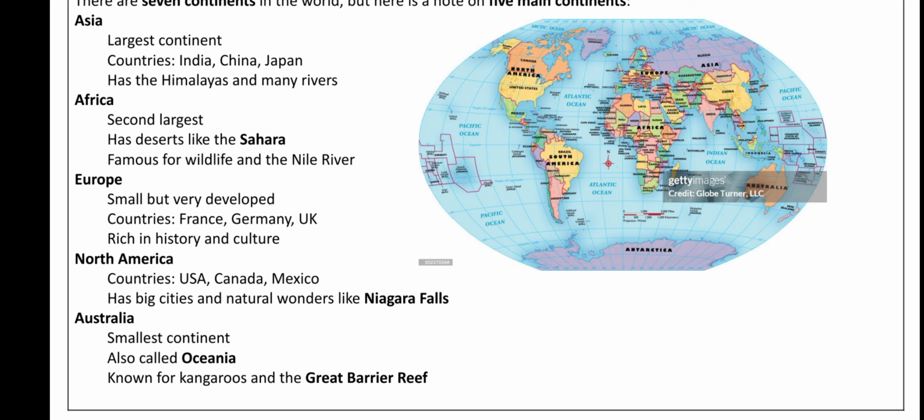The other one is Australia. It is the smallest continent among all the continents in the world. It is also known as Oceania. It is very popular for kangaroos and the Great Barrier Reef, which runs along the borders of Australia.